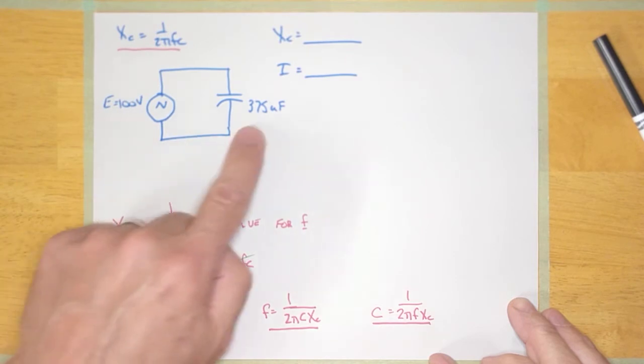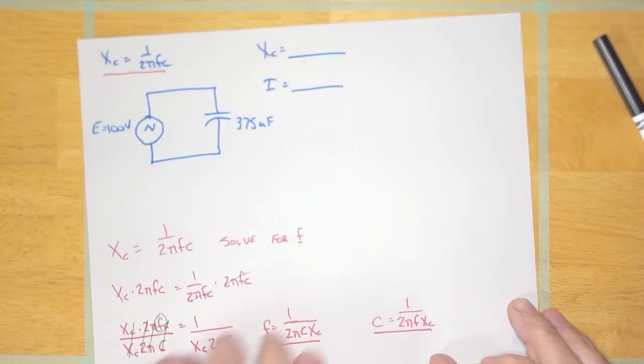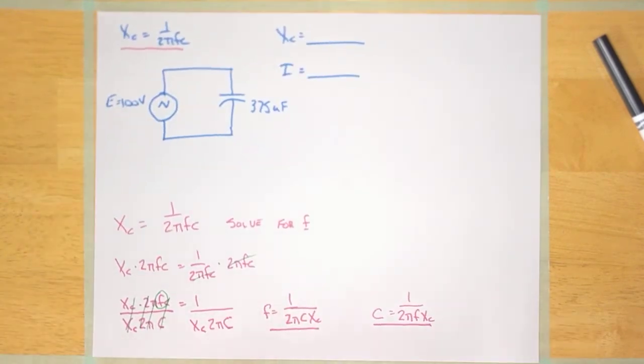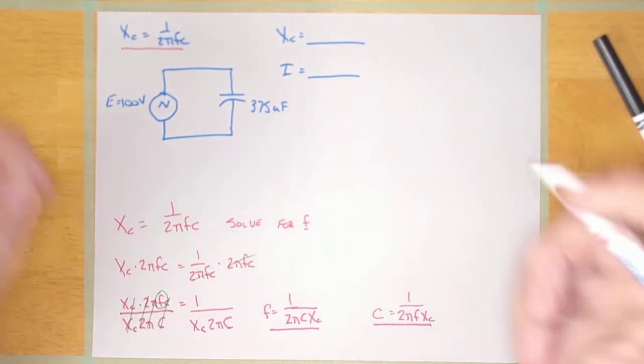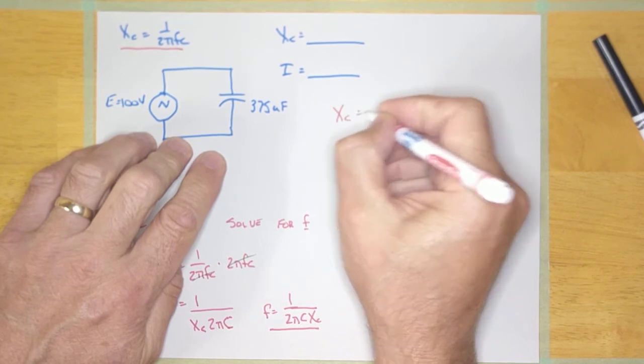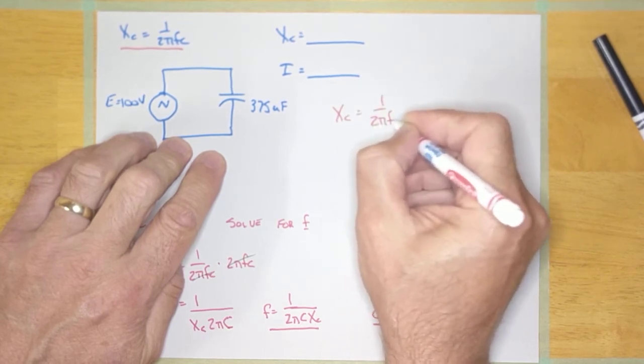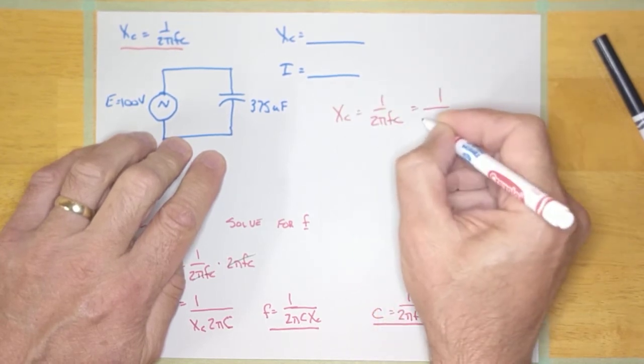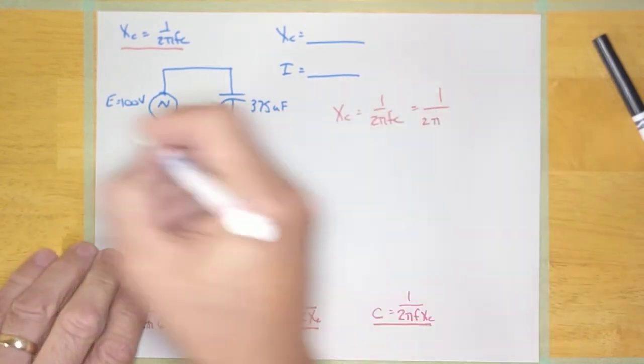It's 100 volts, 375 microfarads, and we're trying to calculate Xc and I. All right, guys? Now, we know what the formula is, piece of cake, right? So let's do the formula. Xc is equal to 1 over 2 pi fC, which means it's 1 over 2 times pi, whoops.